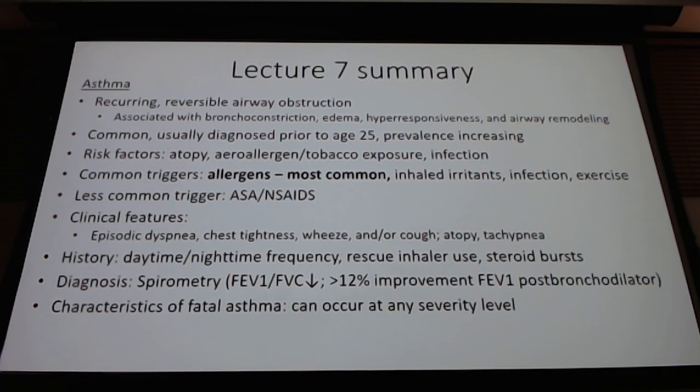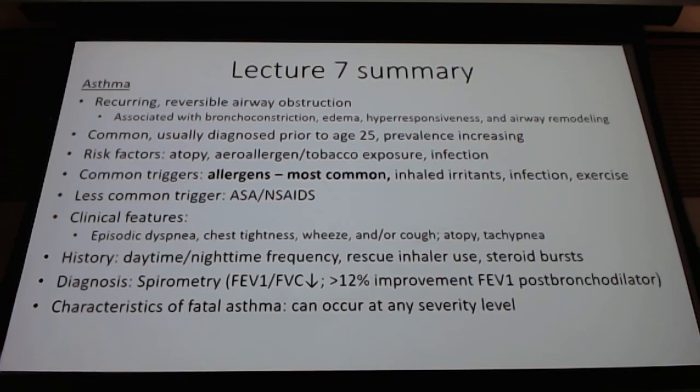All right, asthma. Asthma is classically described as recurring, it comes back. So this isn't like I had these symptoms one time and it's never happened again. These patients will describe repeated events until they meet you and you cure them, right? But reversible, right? By definition, that's how we define it.